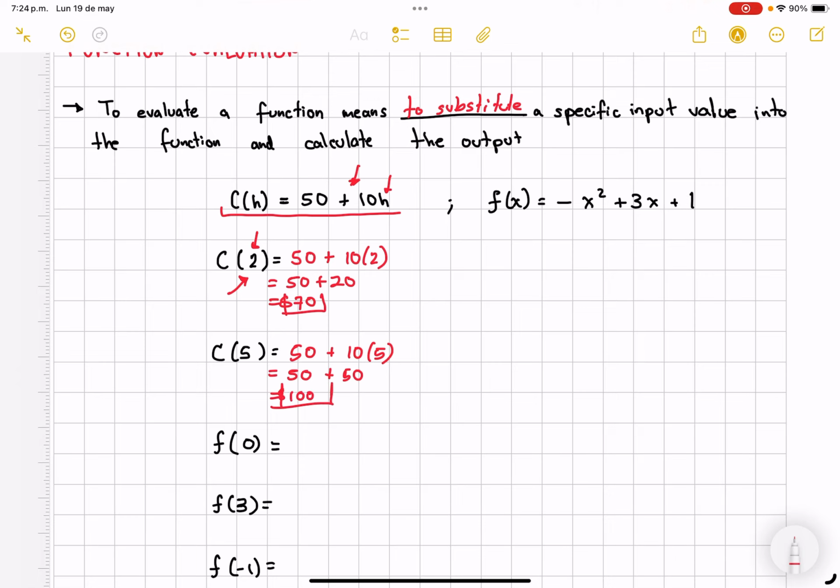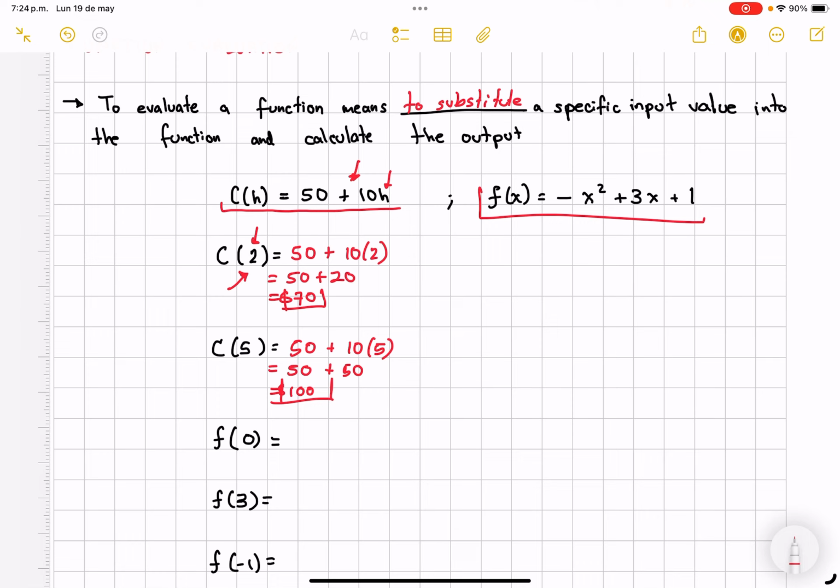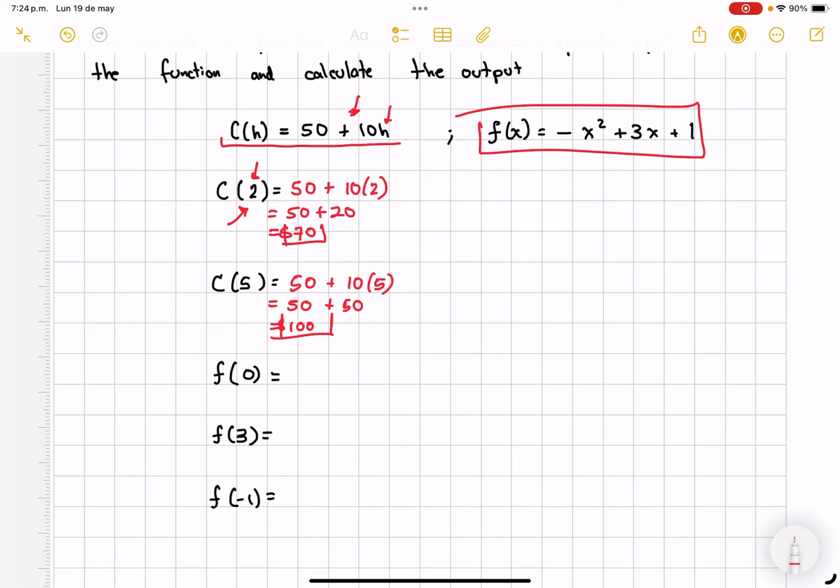Okay? Now, then we have f of 0, now f of h. So we're going to use this new rule. In this case, we have f of x equals negative x squared plus 3x plus 1. Okay? So we're going to substitute every x with its input value. In this case, it's a 0. So negative, parentheses, 0 squared plus 3 times 0 plus 1. This equals negative 0 plus 0 plus 1 equals 1.